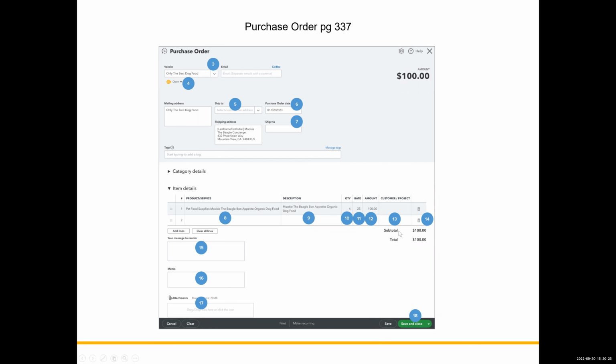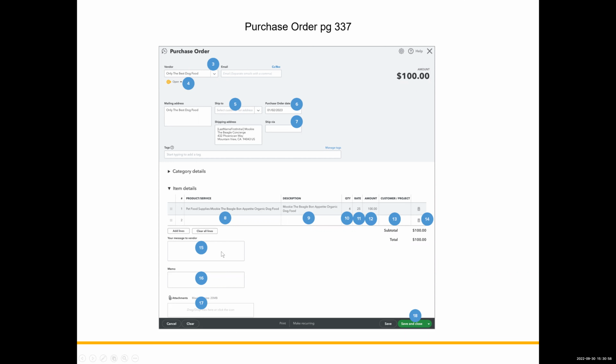Now, if you were going to associate this dog food with a customer or project, in other words, you're going to pass this cost on to them, then you can put your customer or project name here. For this one, you're going to leave it blank. And this number 14, this is where you can control the lines. You can add a line, or if you want to use the trash can, you can delete this line if you want.